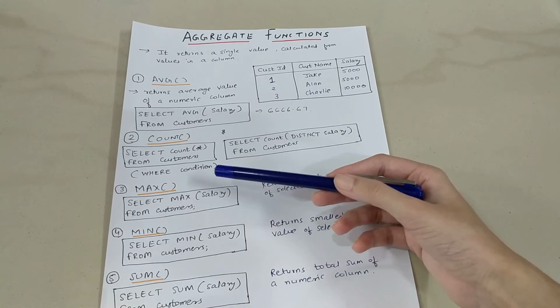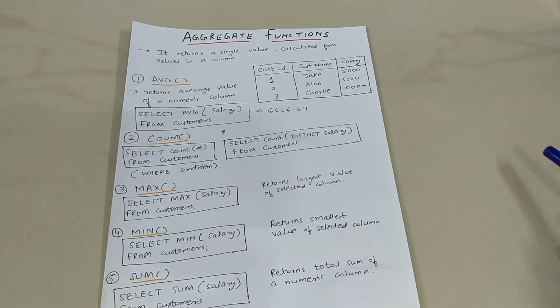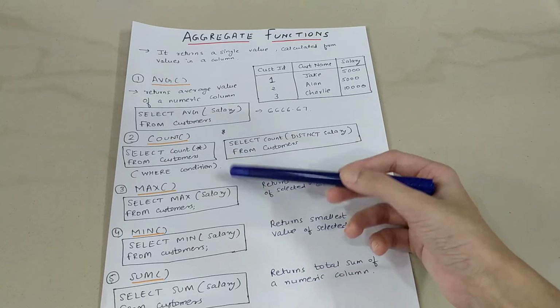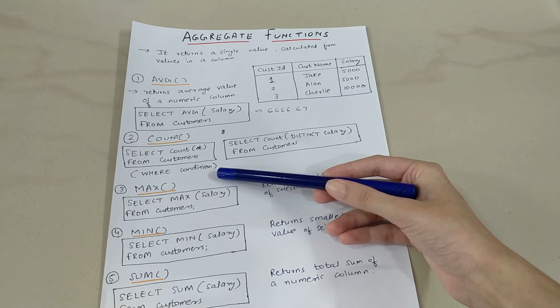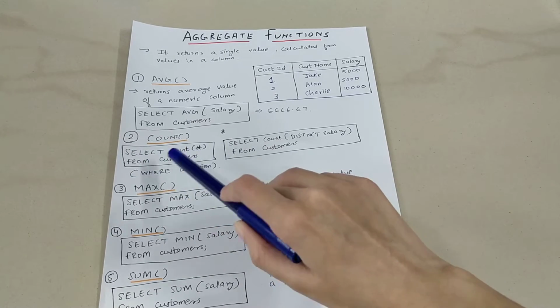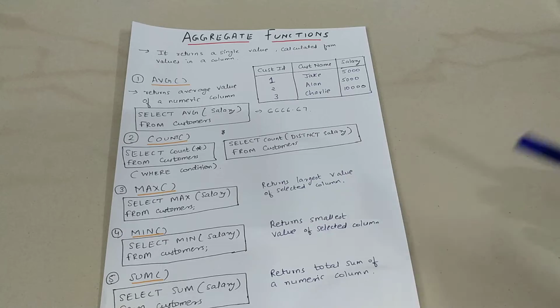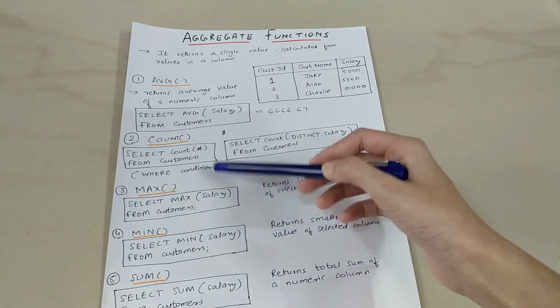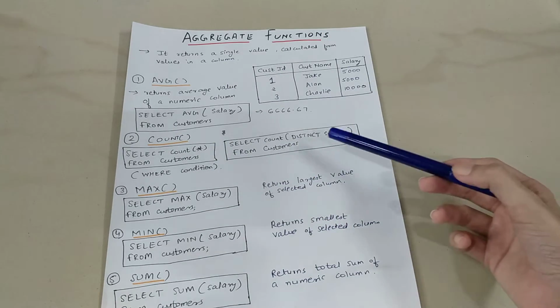Now we can also use where condition. If you want to find the number of customers whose salary is greater than 5,000, what you can write is select count star from customers where the salary is greater than 5,000. So you will get the respective count.